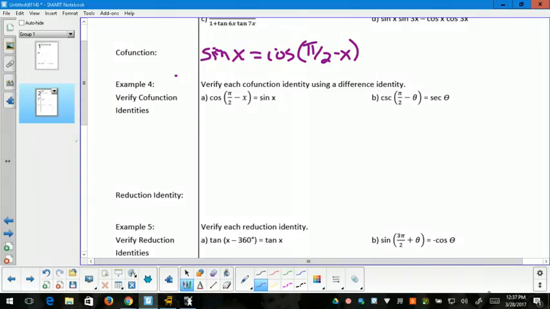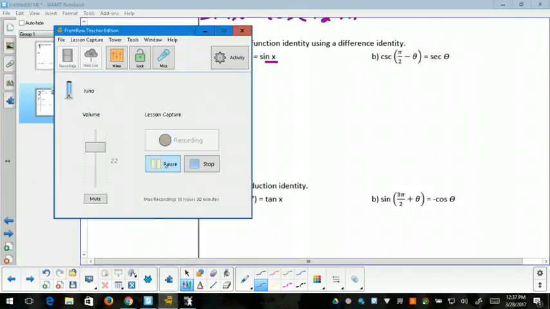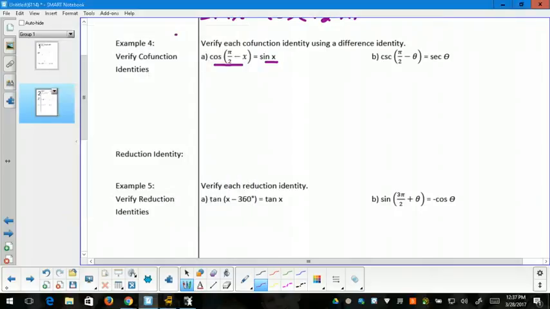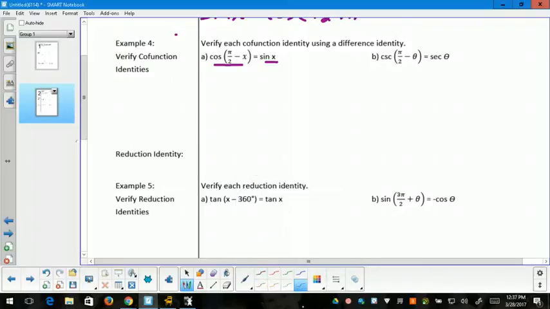So verify each cofunction identity using a difference identity. So here we have this equation. They want us to show that this and this are equal, not using that identity, but using a different identity. Since in this lesson we learned how to do sum or difference identities, we can actually do this because we have a difference identity right here.